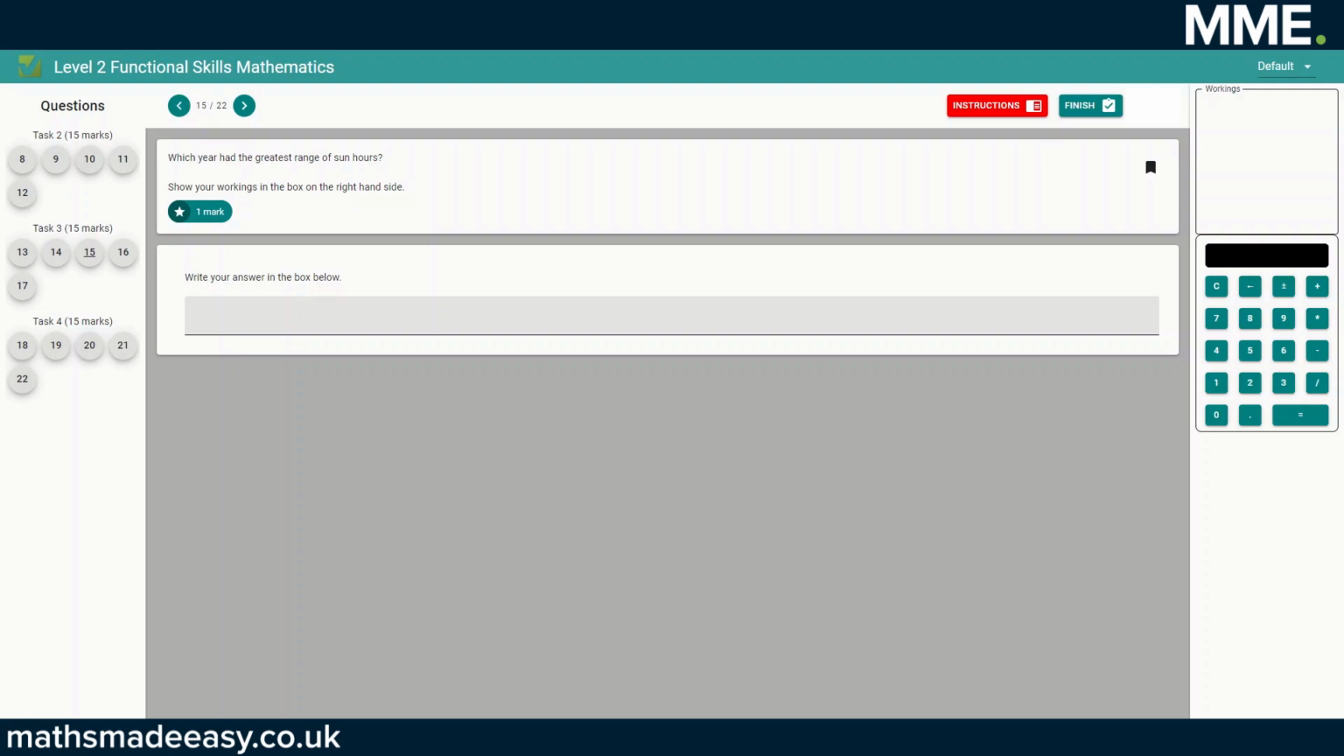Question 15 continues on from the previous question. So here it asks which year had the greatest range of sun hours. So range is simply the maximum value of the set of numbers minus the minimum value. And if you just rewind for 30 seconds or so and take a look at the values given in the table, you'll see that for 2016 the range is equal to the maximum value, which for 2016 is 206. Then subtract the minimum value, which is 21, so the range is 185 for 2016.